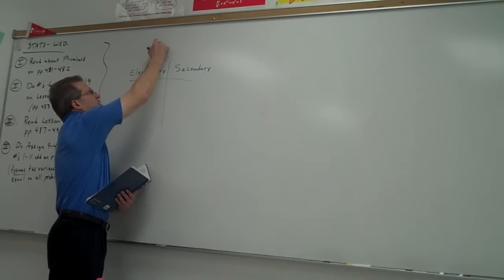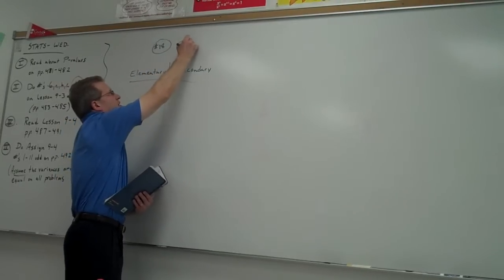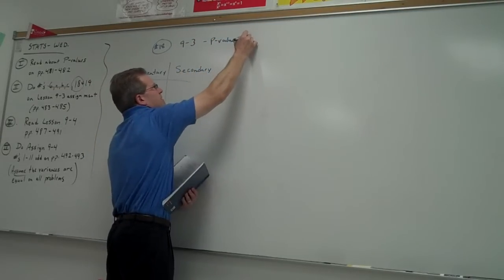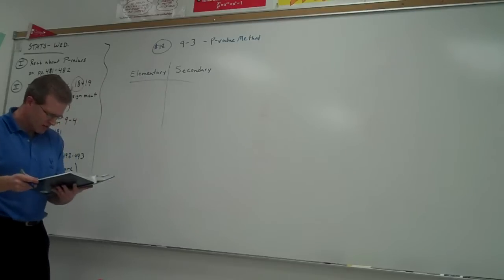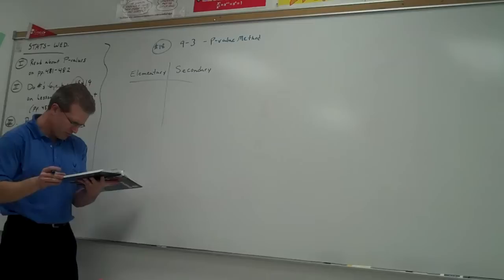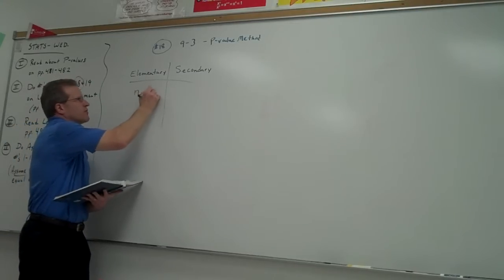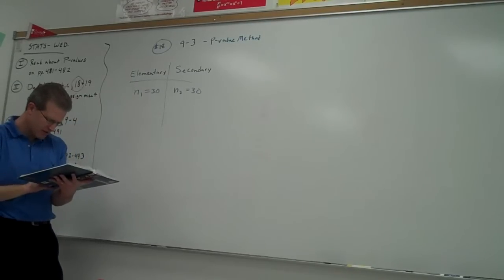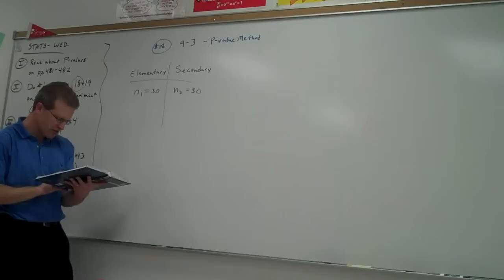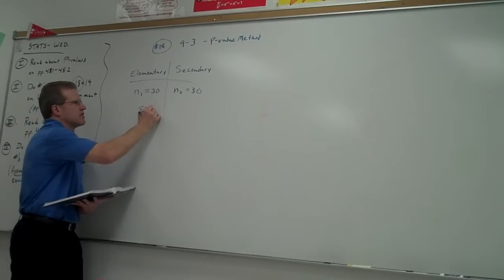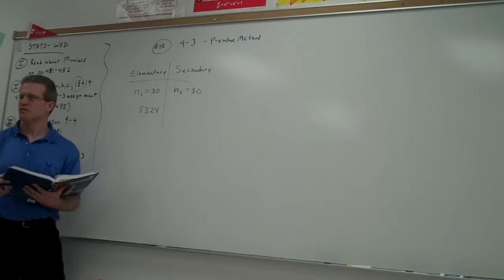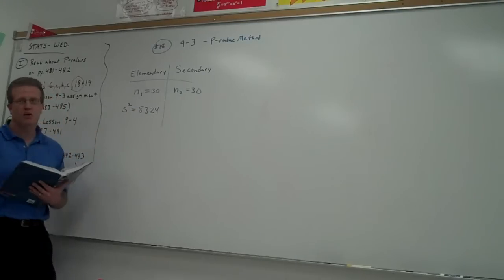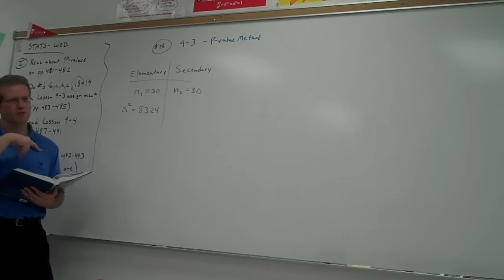Again, this is number 18 on lesson 9.3, and we're going to do the p-value method. All right, information they give us. Both sample sizes are 30, so n sub 1 would equal 30, n sub 2 would equal 30. They tell us that the sample variance for elementary teachers is $8,324. What's the symbol for sample variance? S squared. Yep. So that number's already been squared. If you wanted the standard deviation, you have to take the square root of that.